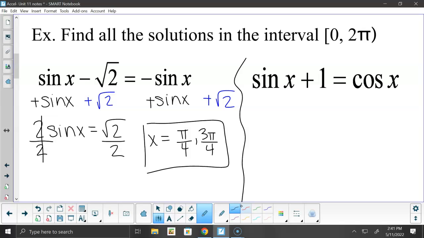Now, the one on the right, I still have not found this one right here. This thing, I finished that one. But this sine of x plus 1 equals cosine of x, I still have not found a good way of doing it besides this table way that I've figured out.